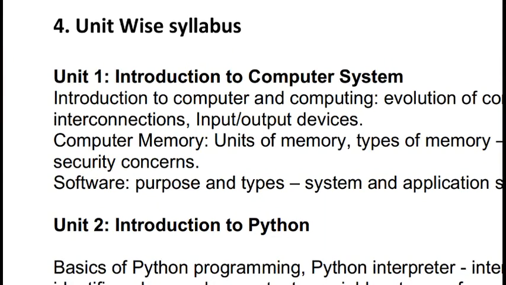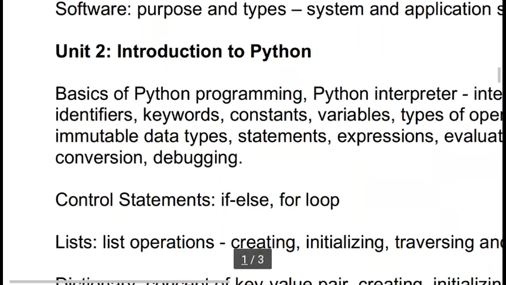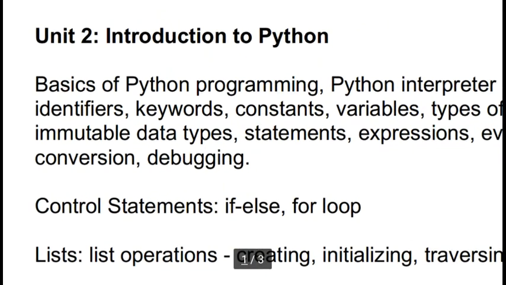We know this very well because you already learned from class 1 to 10 what a computer is, what an input device is, what an output device is, what memory and secondary memory are, computer use in day-to-day life, the internet, and WWW. This kind of thing we will discuss in Unit 1. But Unit 2 is completely new for you: Introduction to Python. This is a completely new thing.